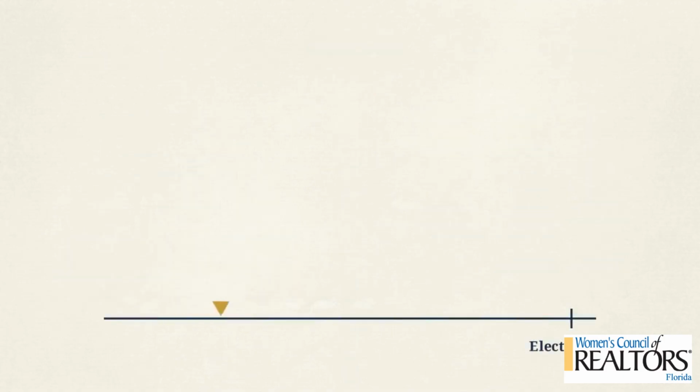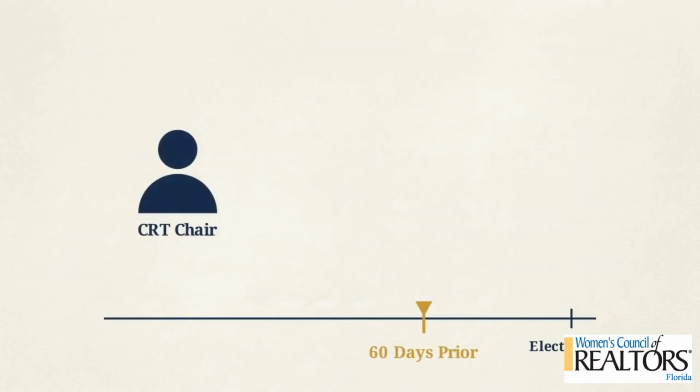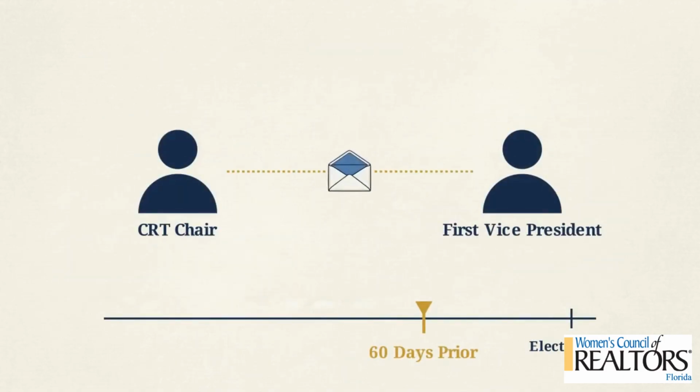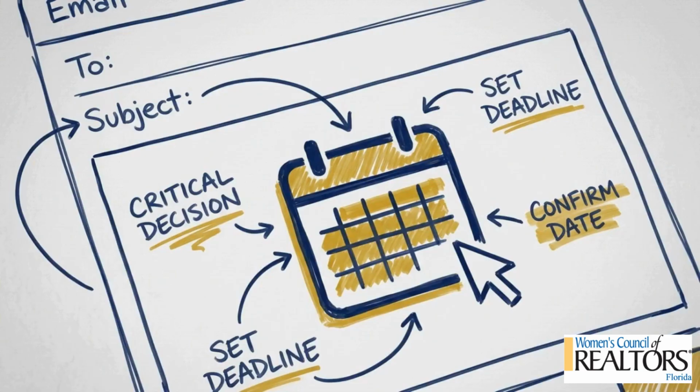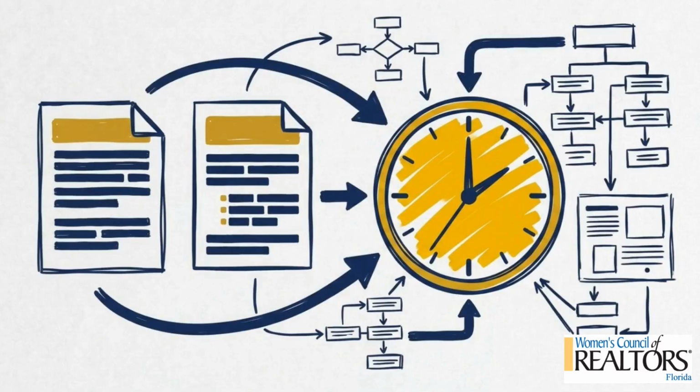When the timeline hits 60 days prior, the CRT chair collaborates with the first vice president to launch the official email campaign, inviting all members to apply for leadership roles. This announcement email needs to contain the exact election date, the required application and consent to serve forms, and the rigid 30-day deadline for submissions.